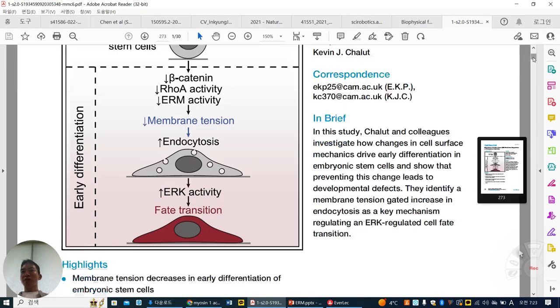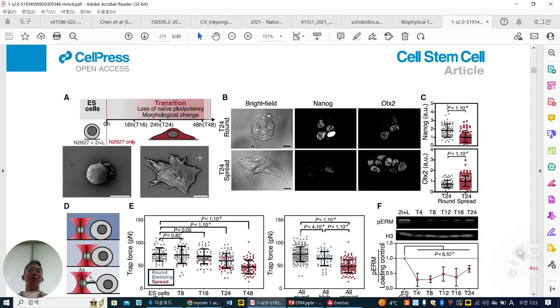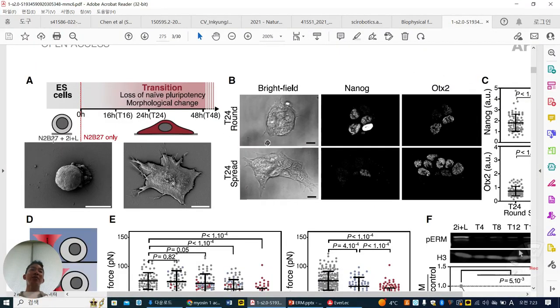Let's see one by one. Here first, this is their media name, and then this three inhibitor. This is the normal condition to maintain the ES cell on a gelatin-coated plate, 2D. And then when they remove this three inhibitor from the media, they spread out spontaneously up to 48 hours. So they name it T16, 16 hours after removing this inhibitor, then 24 and 48.